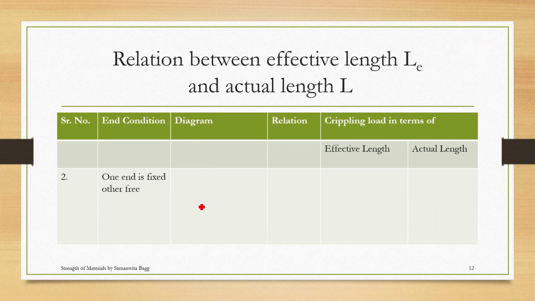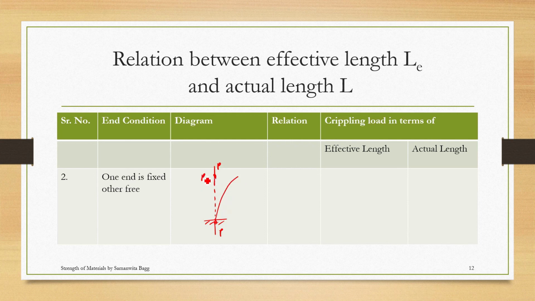Next, let's talk about one end fixed and the other end free. So this is my column. One end is fixed, which will show a reaction P if I remove the fixed end. This end is free and here there is a load P. So let me say that the column is going to buckle in this fashion.